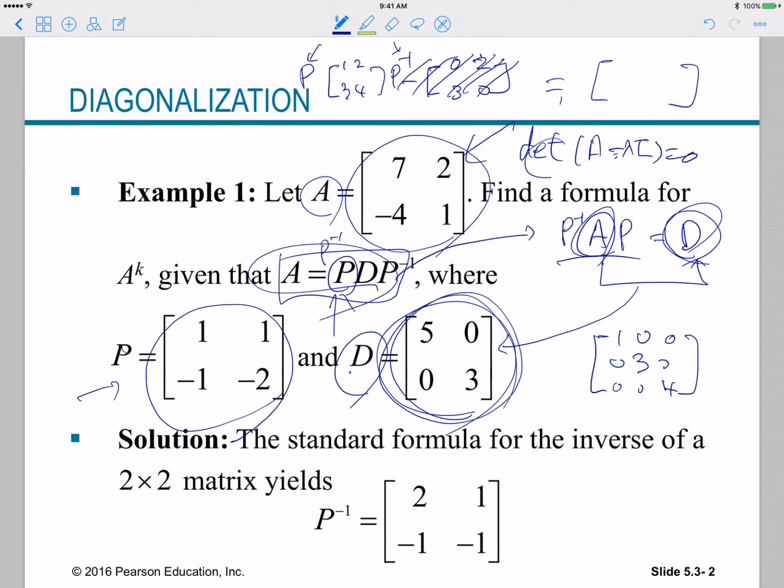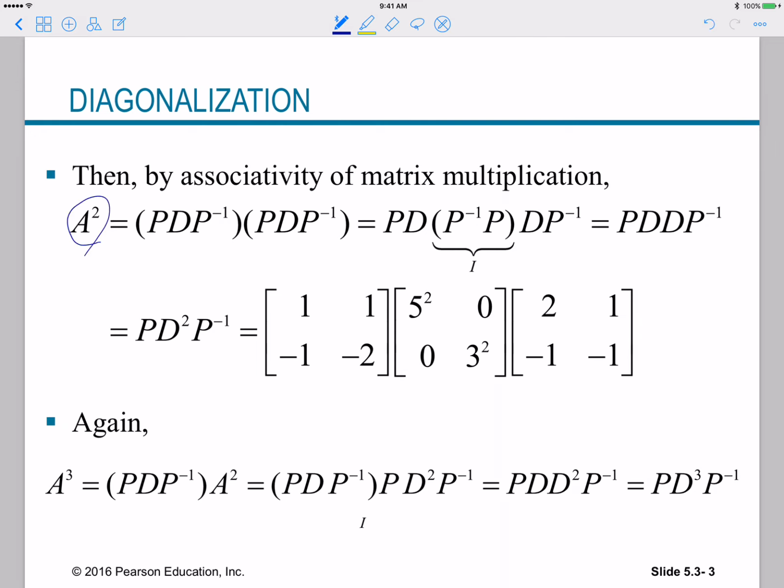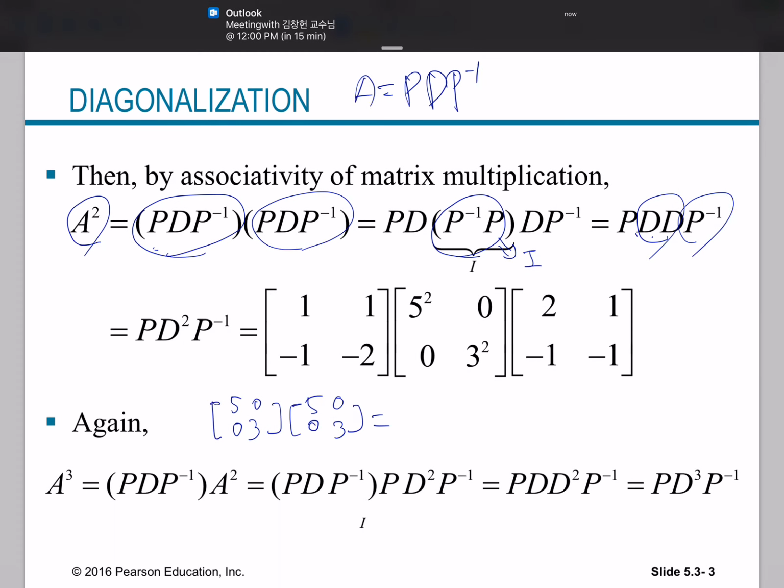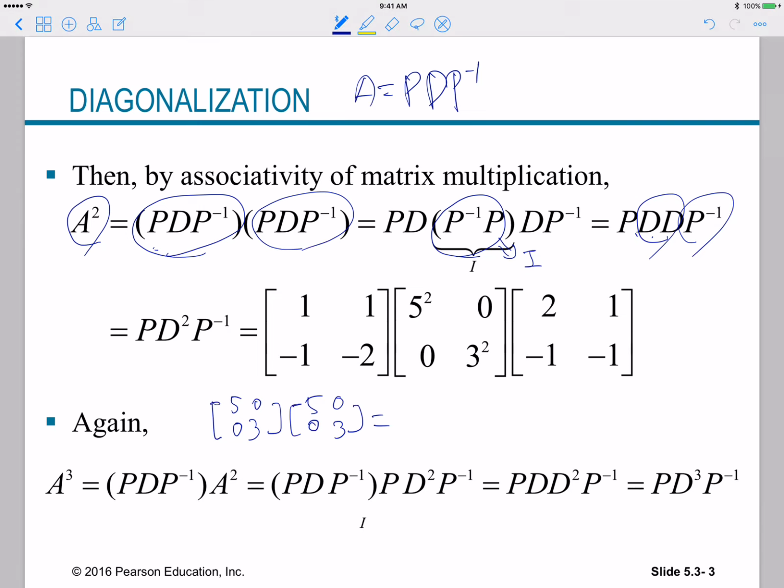Then, this similarity transformation has an interesting characteristic. Take A squared. If A is P D P inverse, we just multiply them together, and in the middle the P inverse and P cancel each other out, becoming an identity matrix, leaving P D D P inverse. What is D D? D times D, where D is a diagonal matrix with 5 and 3. The resulting matrix has 5 squared and 3 squared on the diagonal.